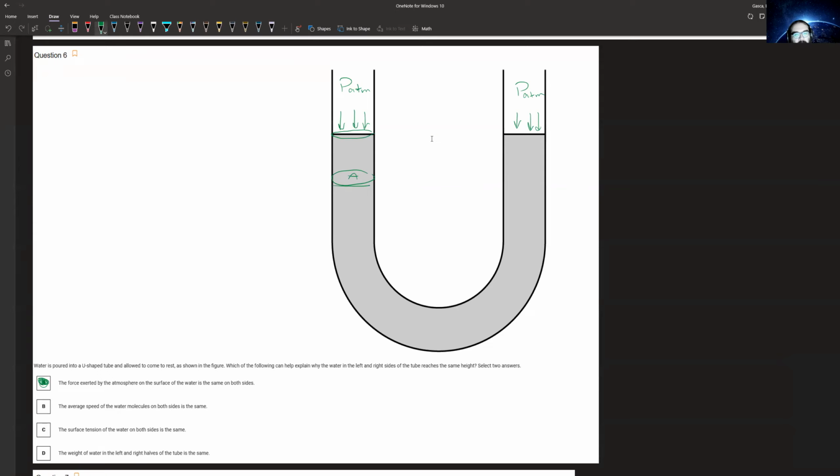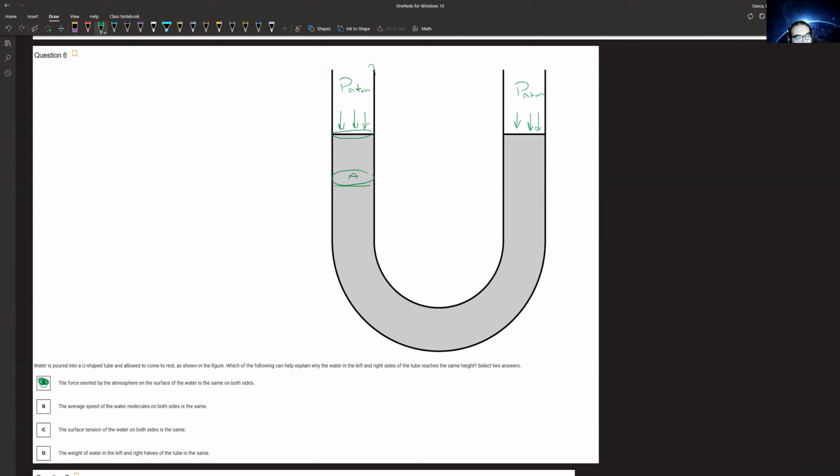You could put your mouth here and then blow on it, and that would also exert a pressure, and that would cause the fluid to come out of the other side of the tube. So definitely the pressures are going to be the same on both sides. And in this case, it's open to the air, so it's atmospheric pressure.